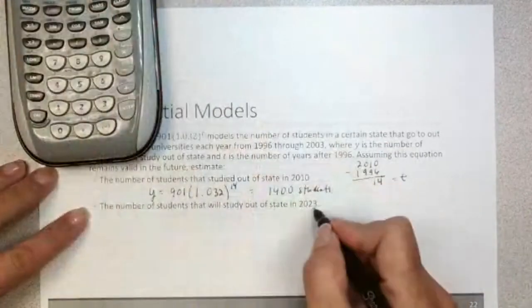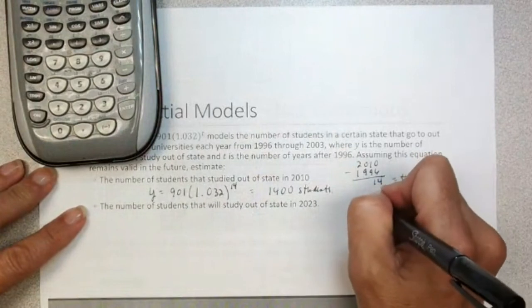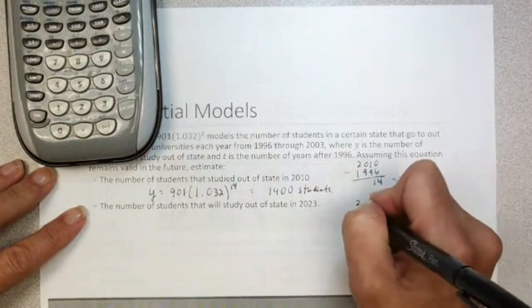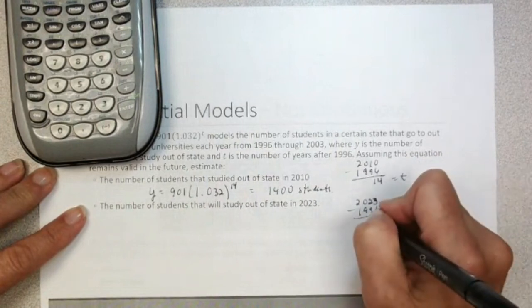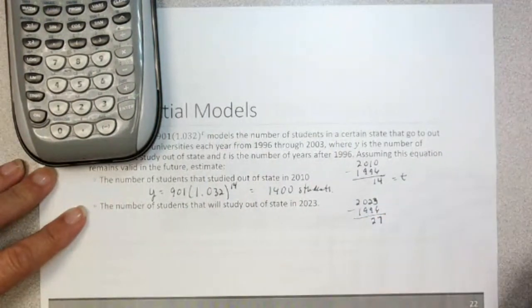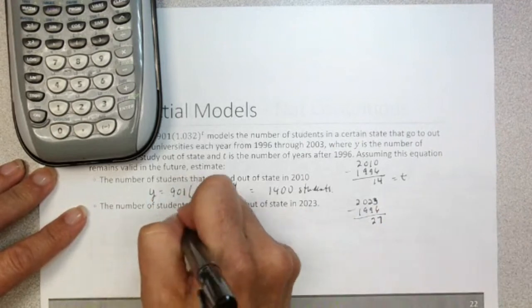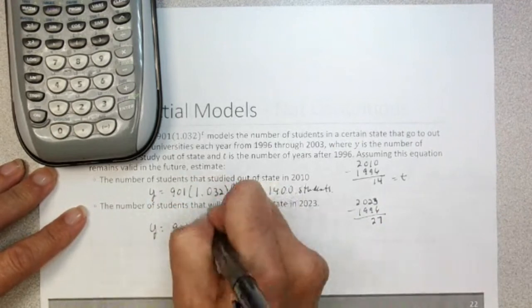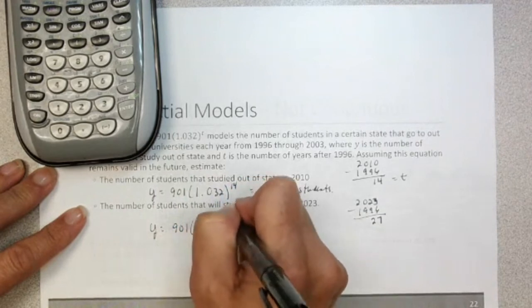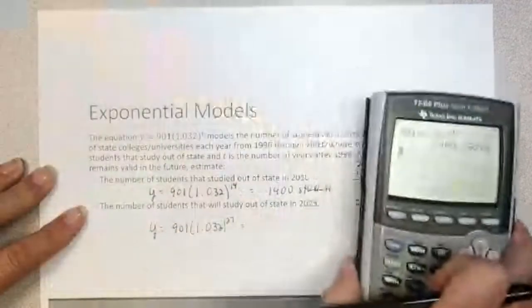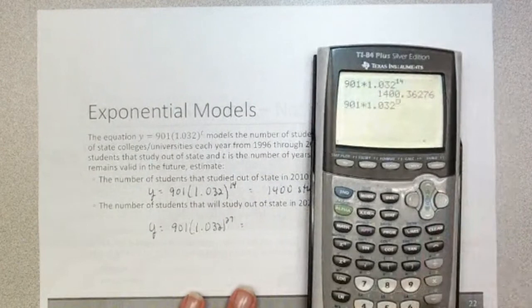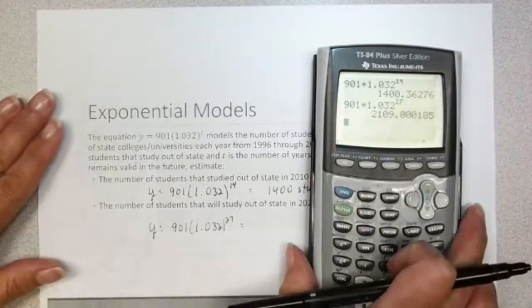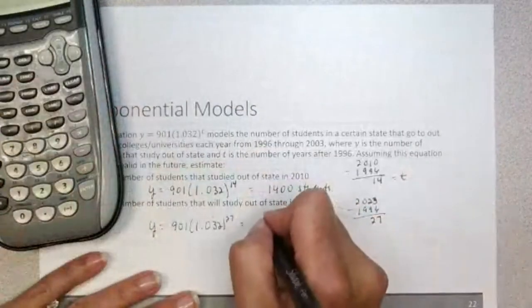That doesn't make sense. How about in the year 2023? The same thing. 2023 minus 1996 is going to be 27 years. So then y would be 901 times 1.032 to the 27th power. Let's see what that is. 901 times 1.032 raised to the 27th power, 2,109 students.